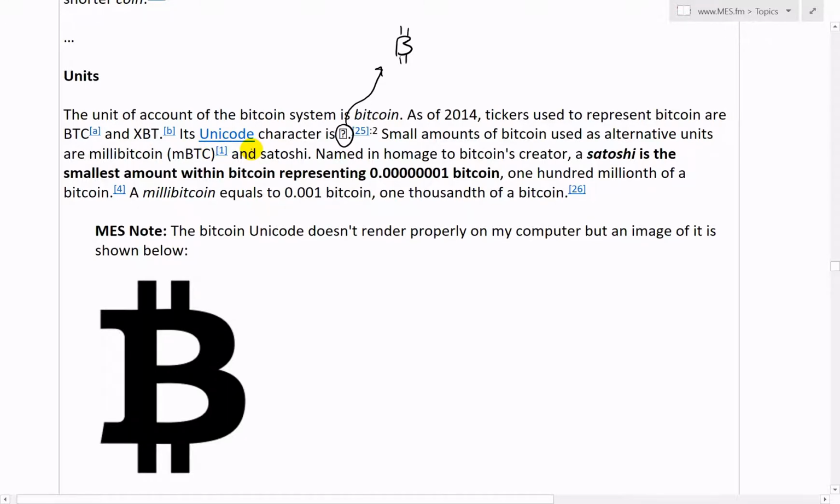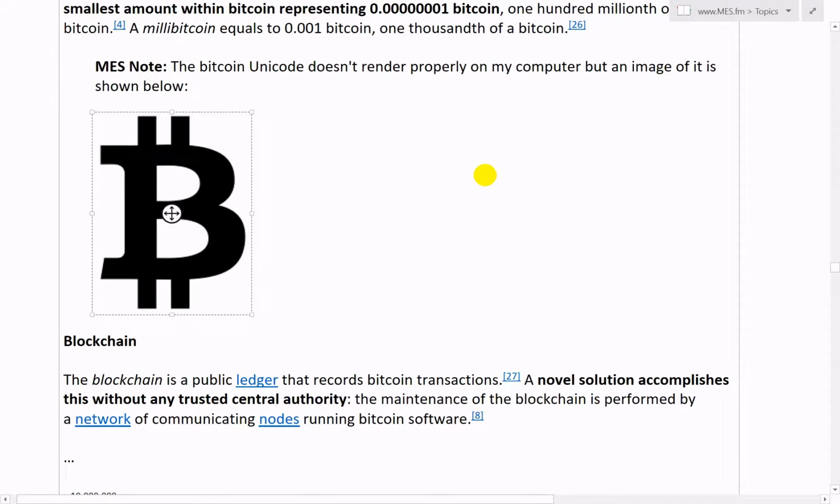Again, my computer doesn't render it properly. Small amounts of Bitcoin used as alternative units are millibitcoin, mBTC, and Satoshi. So milli is 1/1000th of a Bitcoin, and then the Satoshi is 100 millionth. Named in homage to Bitcoin's creator, a Satoshi is the smallest amount within Bitcoin, representing 0.00000001 or a 100 millionth of a Bitcoin. A millibitcoin equals 0.001, 1/1000th of a Bitcoin. And yes, note again, the Bitcoin Unicode doesn't render properly on my computer, but an image of it is shown below over there.